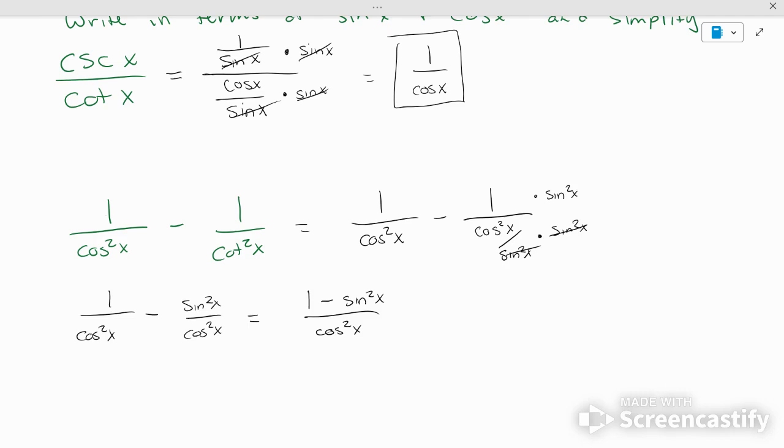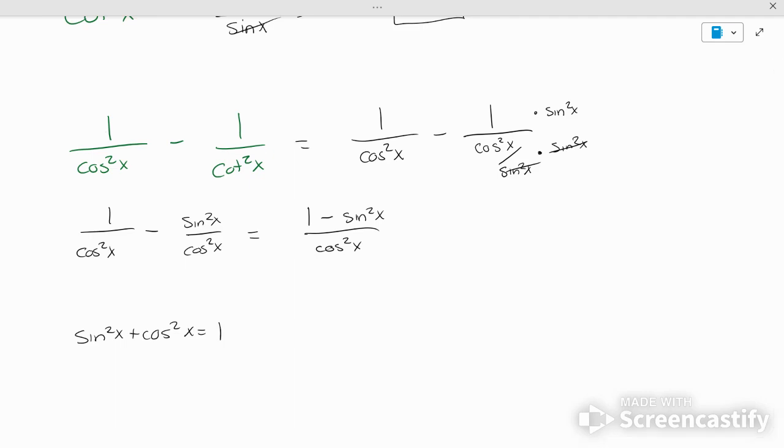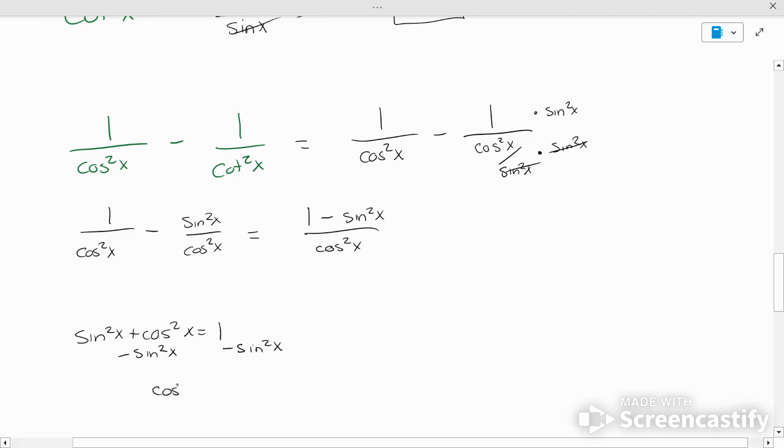Here's where we introduce the subject of Pythagorean identities. Our first Pythagorean identity is sine squared of x plus cosine squared of x equals 1, right? Sine squared of x plus cosine squared of x equals 1. Now, is there any way I can turn this equation to make it look like this? What would I do? Subtract sine squared of x from each side. So then those cancel to be cosine squared of x equals 1 minus sine squared of x, correct?